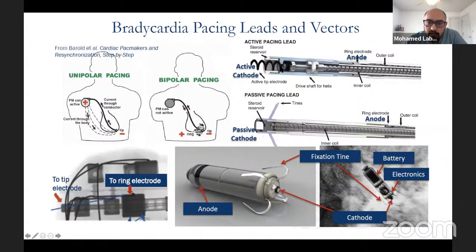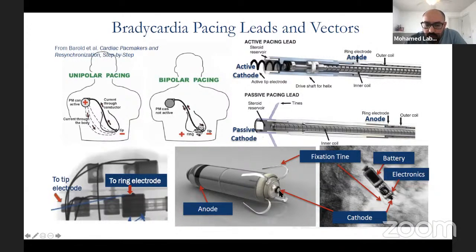There are two kinds of leads: active fixation and passive fixation. The difference is that the active lead has a helix mechanism that you screw into the muscle, versus passive, where you just place the lead and eventually it scars into the muscle.